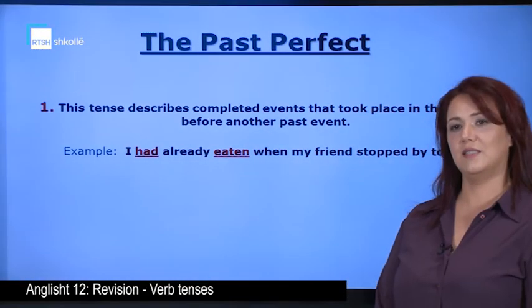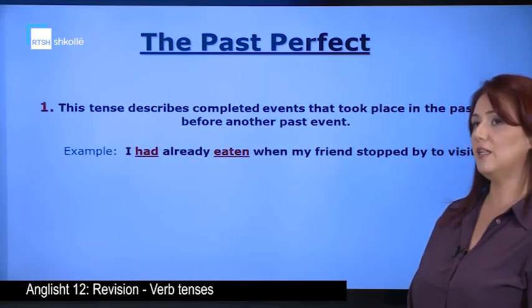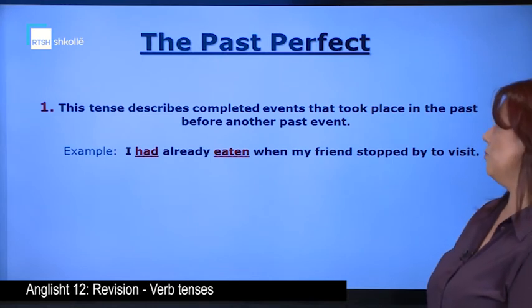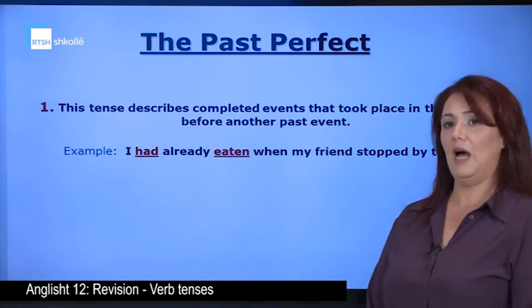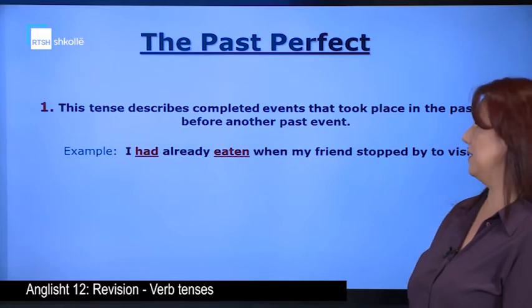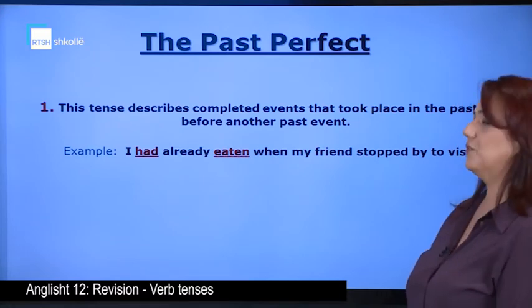The past perfect describes completed events that took place in the past before another past event. For example, I had already eaten when my friend stopped by to visit.